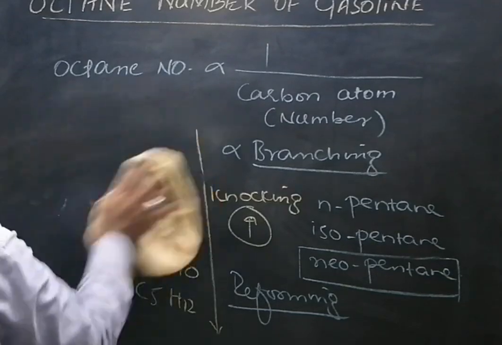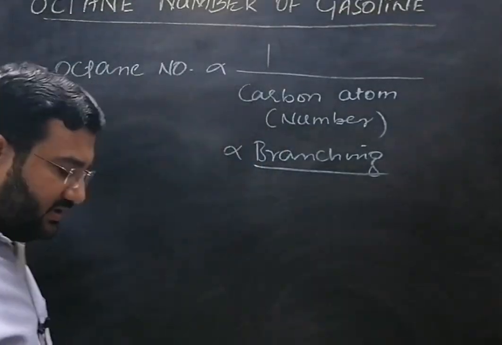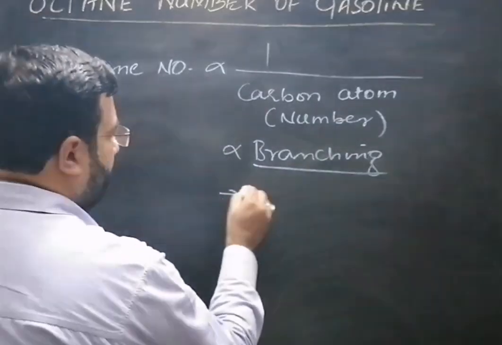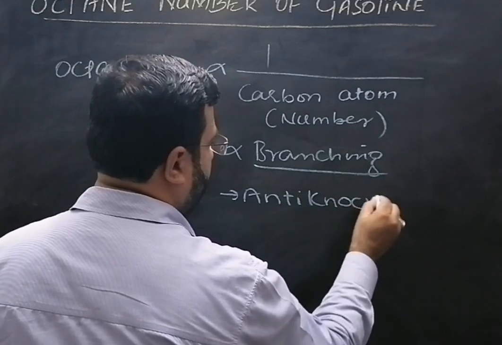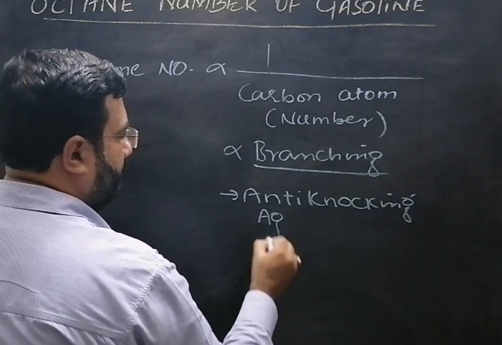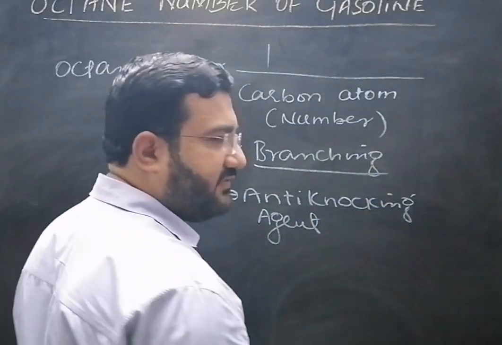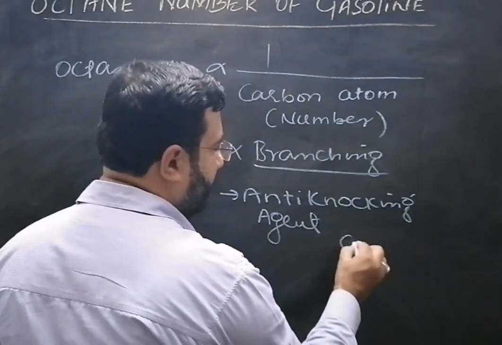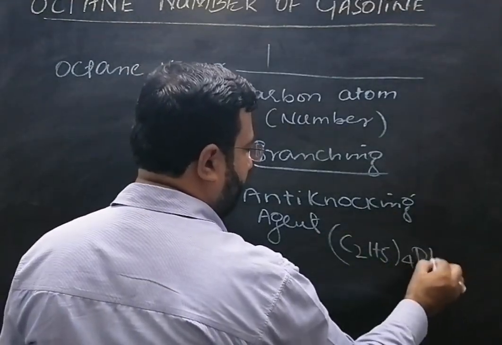Now, octane number can also be improved by using some anti-knocking agent. And one of the anti-knocking agents which was once used is tetraethyl lead.